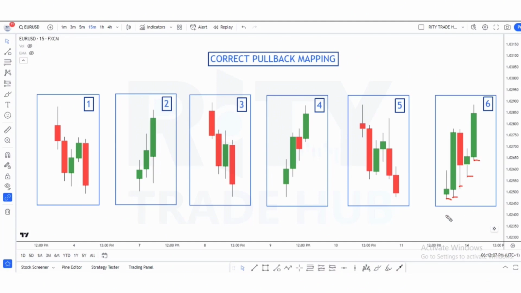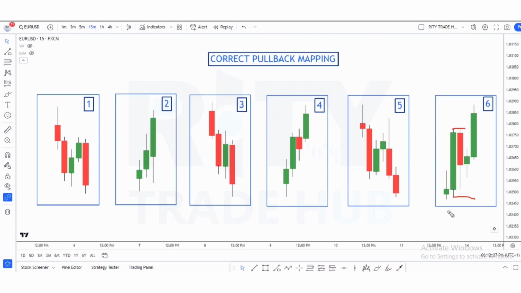So right here, we do not have a valid pullback. Okay, some persons would look at this bearish candle and feel like it is a pullback. No, guys, it's not a pullback because it did not sweep the low of this green candle. And if you look closely again, guys, you can see that this is just an inside bar. We just have 3 candles right here.